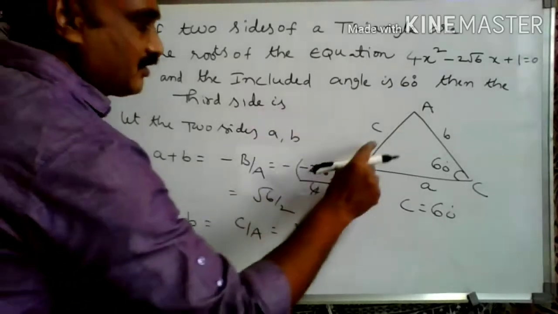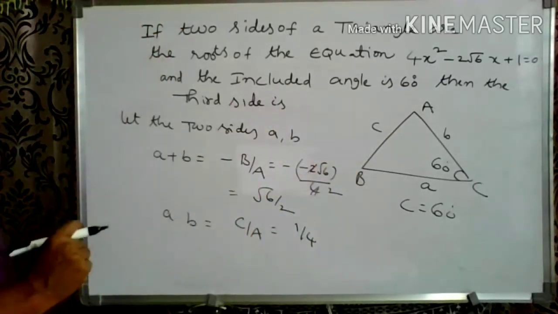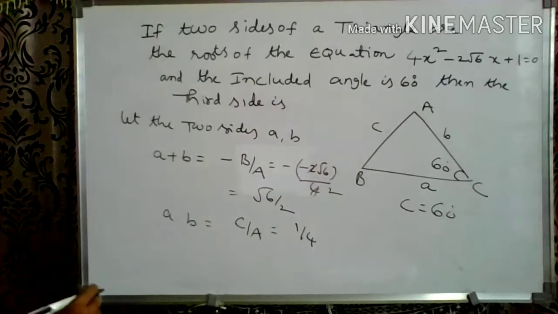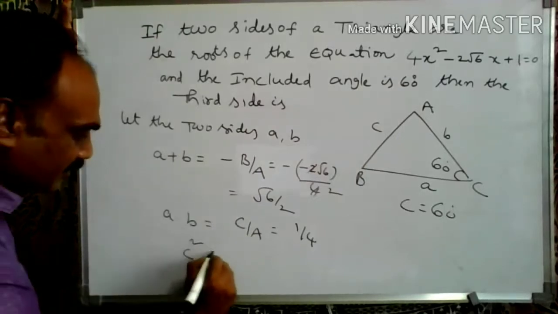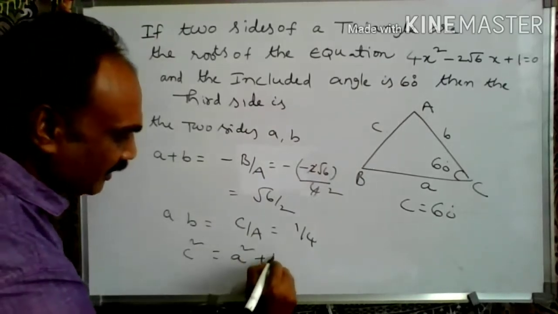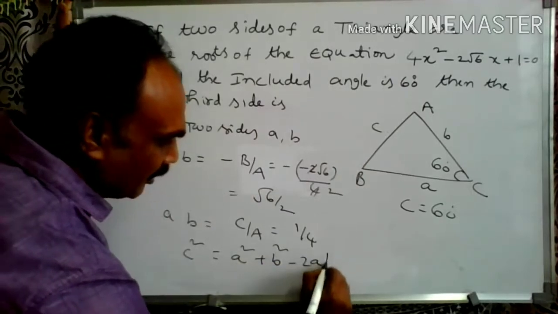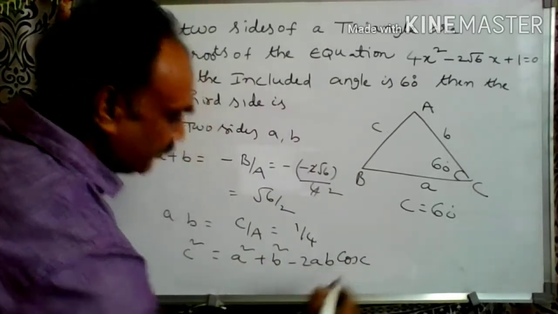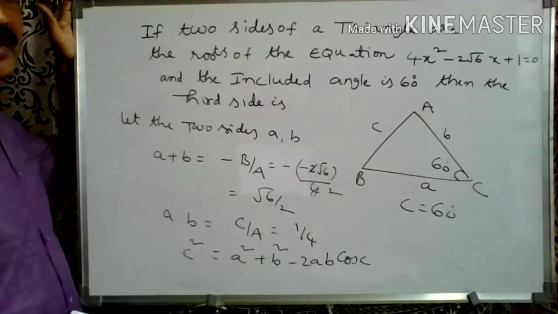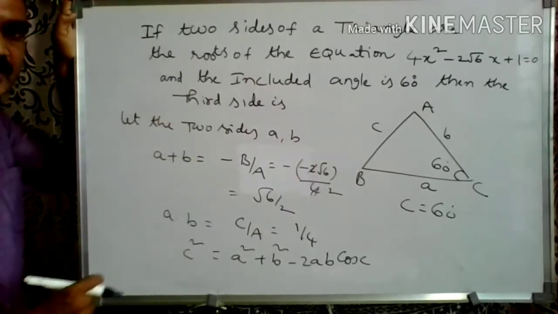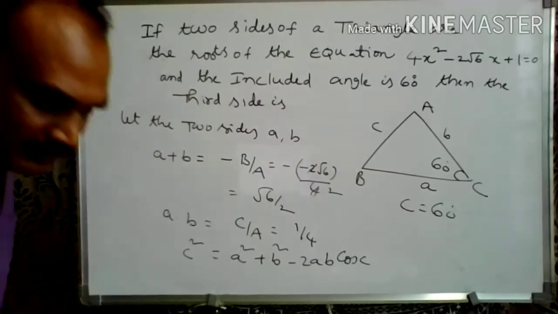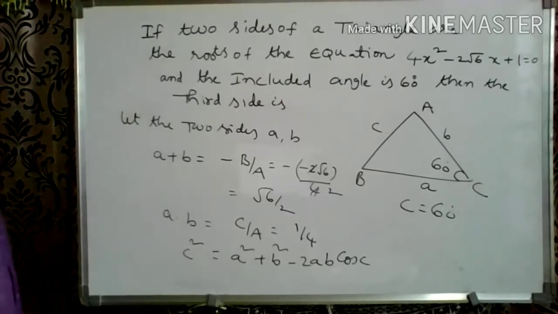Students, here the third side means small c. So from the cosine rule, c square is equal to a square plus b square minus 2ab into cos C. So here we calculate the third side. From the cosine rule, c square is equal to a square plus b square minus 2ab into cos C.